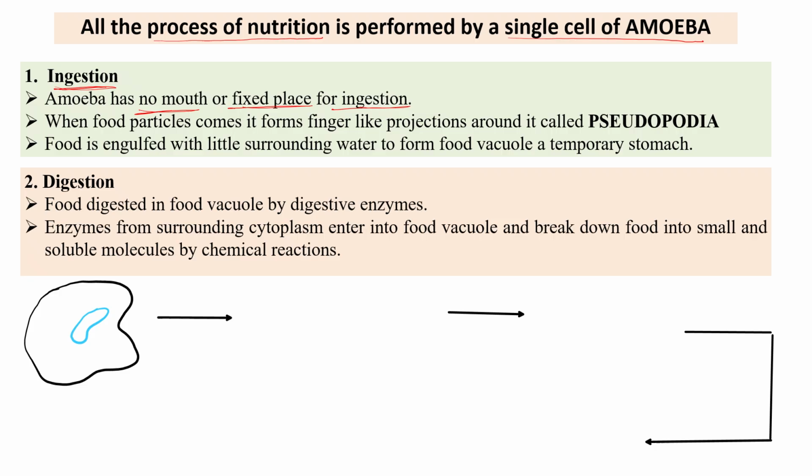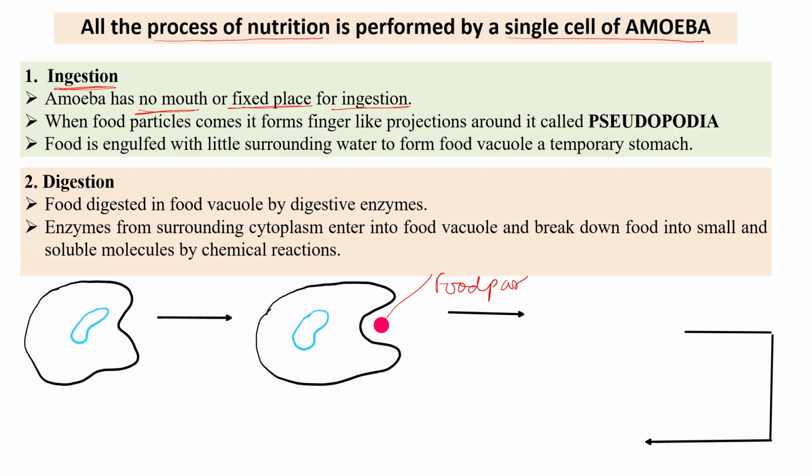So when a food particle, this you can see, this is a food particle. It senses a food particle. What it does? It forms a finger-like projection called pseudopodia. So when amoeba comes near the food particle or senses the food particle, it forms finger-like projections called pseudopodia.